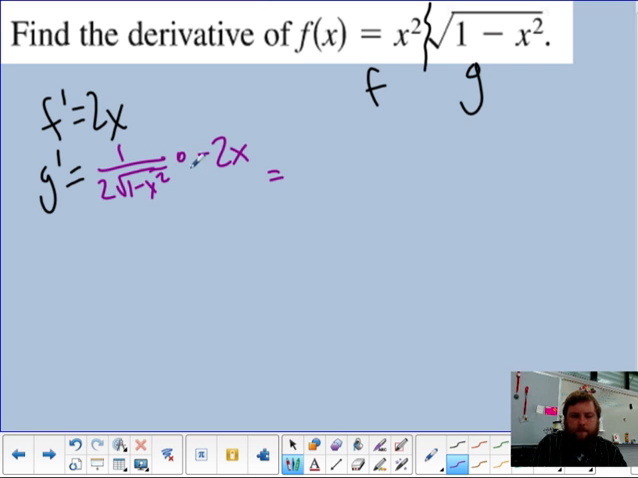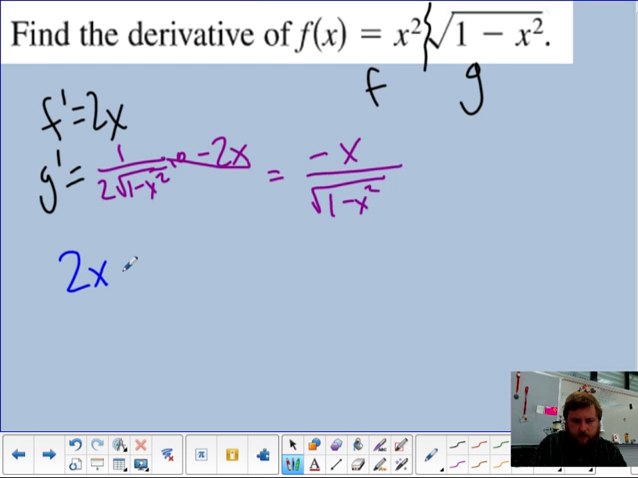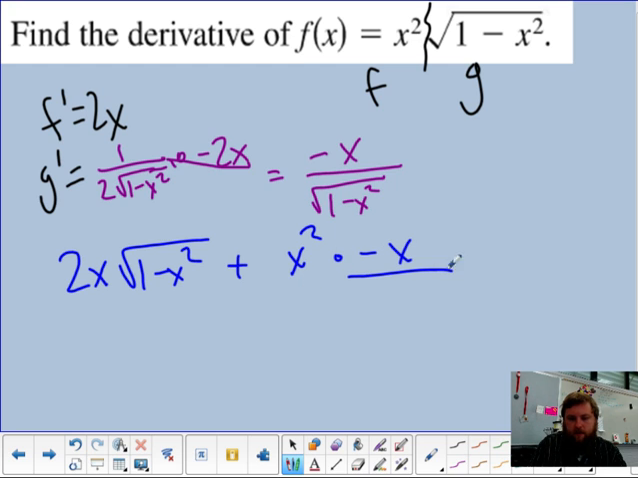And cleaning that up, that's negative 2x over 2. The 2's cancel here, I'm left with negative x over the square root of 1 minus x squared. Alright, so using that property here, I'm going to say f prime, so 2x times regular g, 2x times the square root of 1 minus x squared, plus regular f, so x squared, times g prime, which is going to be times negative x over the square root of 1 minus x squared.